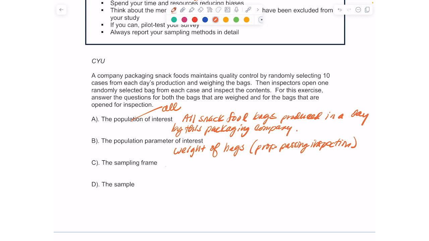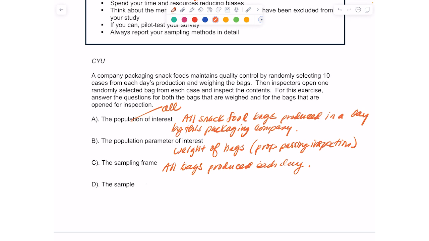The sampling frame, remember, is the list. So you're not really going to have a list here. It would just be all the bags produced each day. So picture all the bags listed, right? That would be your frame. But we're not going to obviously sample each bag. Okay, what would be the sample? Obviously the 10 bags, right?